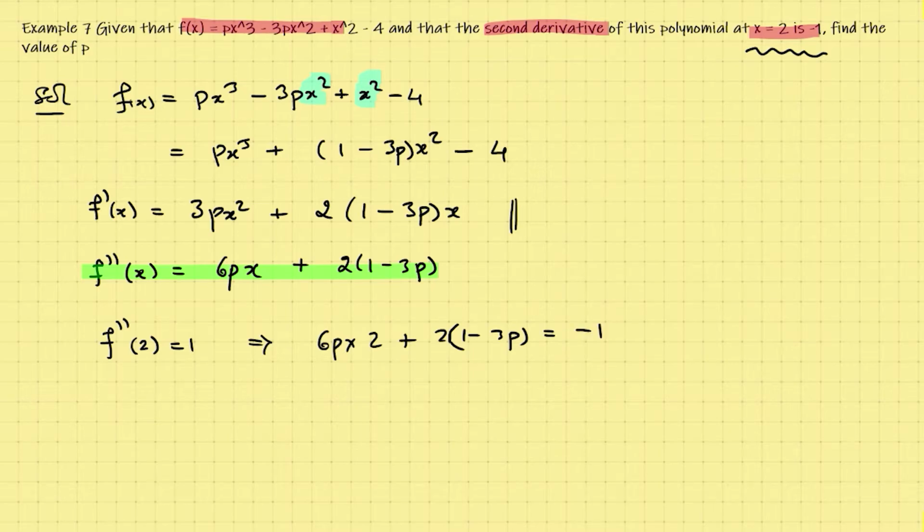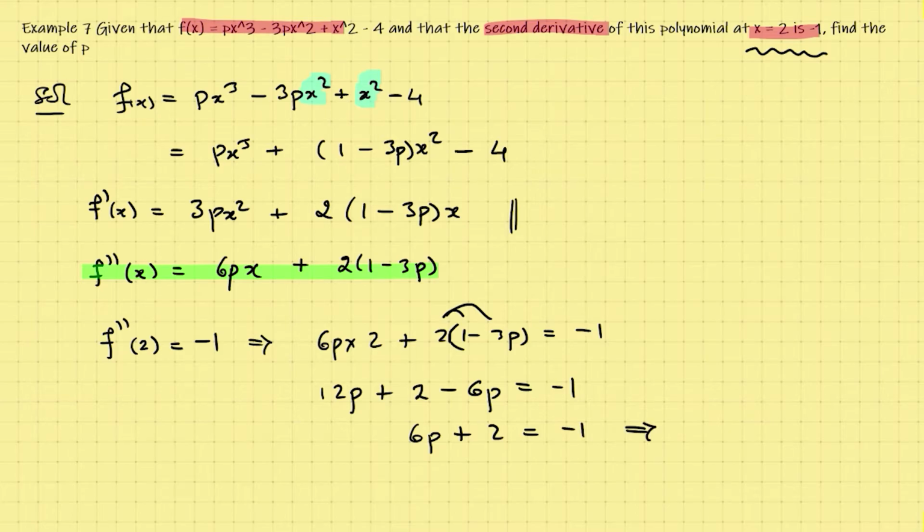Sorry, I should have written a minus 1 here. Minus 1. Good. So to simplify this now, I'm going to get 12p plus, expanding this bracket, 2 minus 6p is equal to minus 1. But obviously 12p minus 6p is just 6p. So I'm going to get 6p plus 2 is equal to minus 1, which tells me 6p is equal to minus 3, which then tells me that p has to be minus 3 divided by 6, which of course is nothing other than minus a half. So we've been able to work out our value for p.